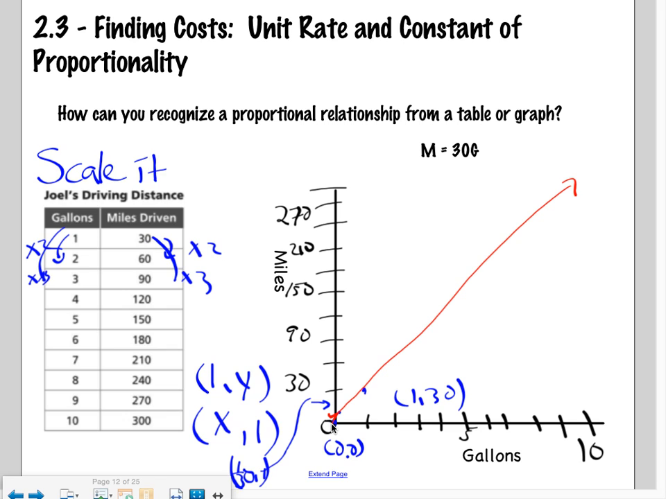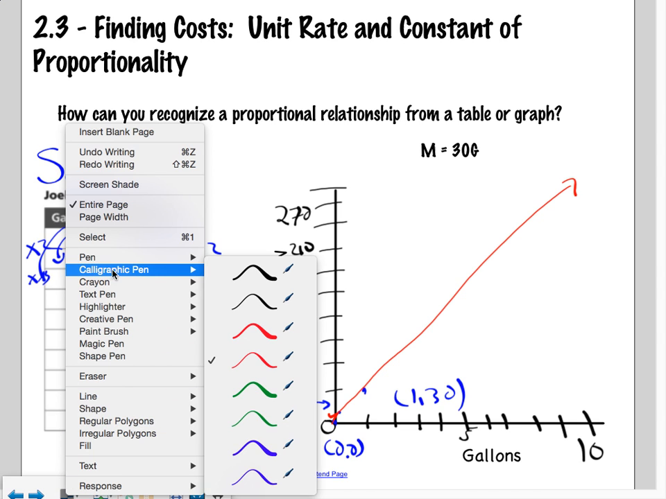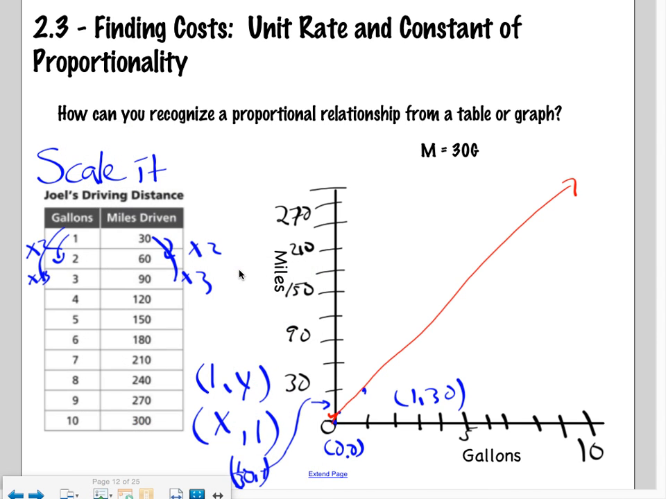Okay, so if this was an exact line, all the points should match up. So let's look at 5 gallons should be 150. That's about right. Okay, 10 gallons should be 300. A little bit off. So if this was a perfect graph, all these points would line up.